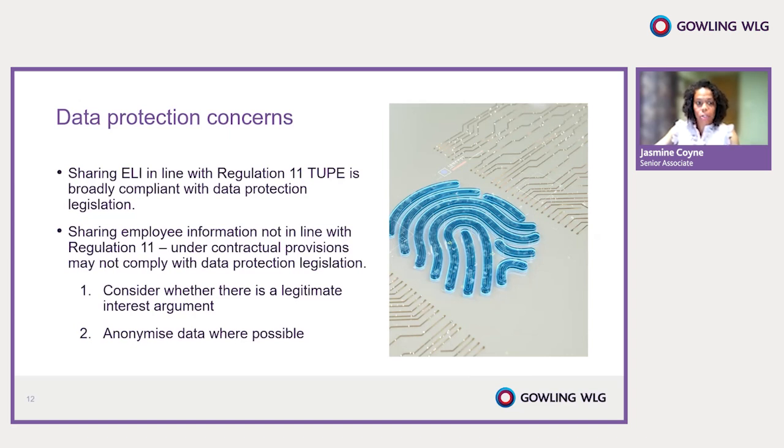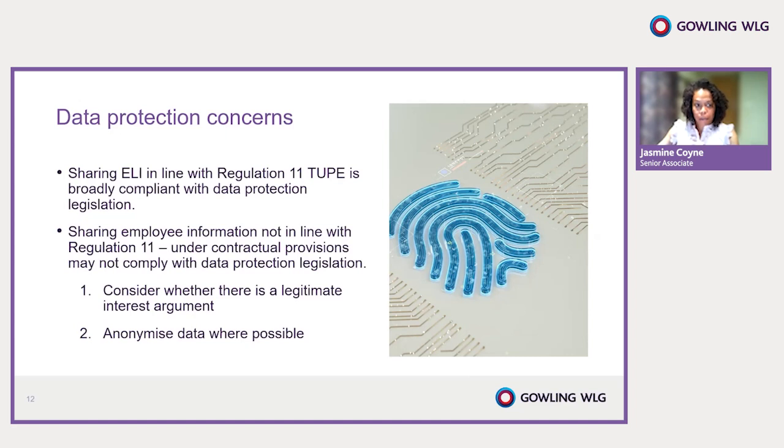So GDPR doesn't stop us from sharing information in a TUPE situation, but what it does mean is that we've got to focus our minds more on what information is being shared, why it's being shared, and how we're going to go about doing that. And there are typically three scenarios that we'll likely encounter when it comes to the transfer of personal data in this context. Firstly, there is the giving of the employee liability information in line with Regulation 11 of TUPE.